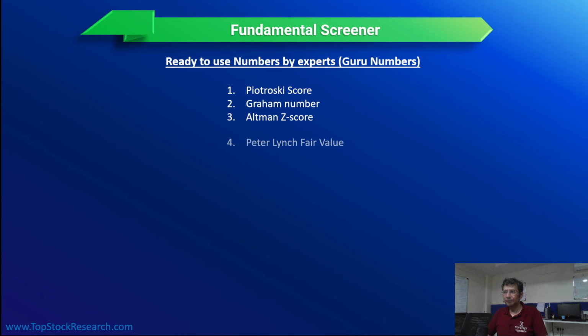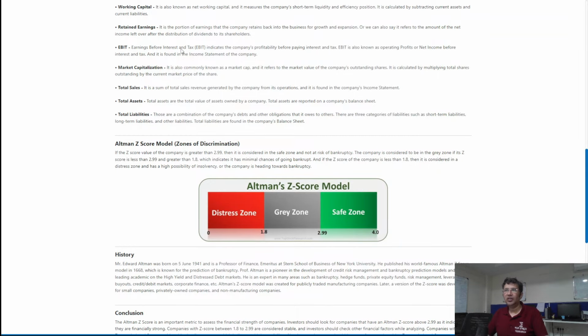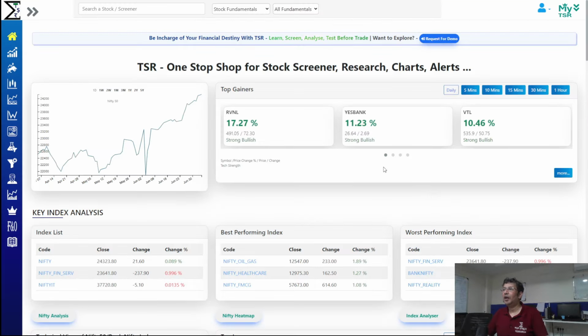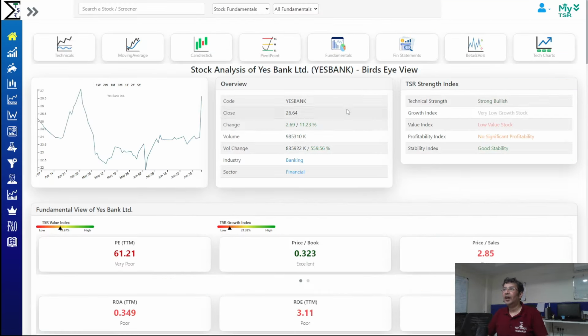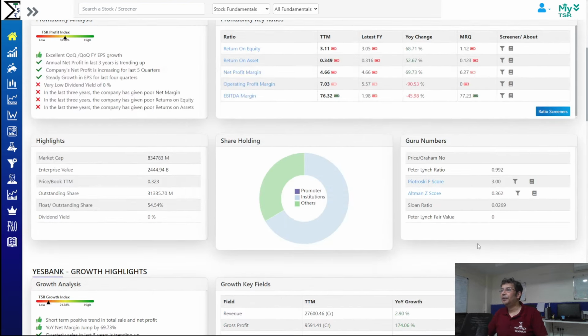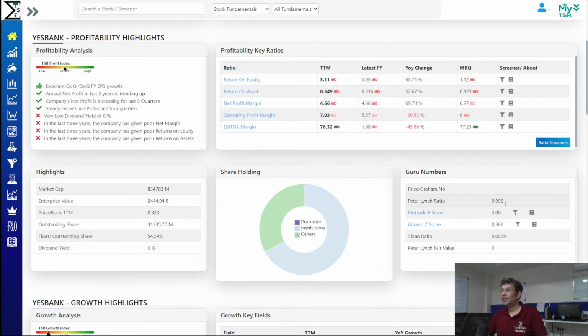Then we have the Peter Lynch fair value, which tells you what the fair value is. Let's say we go back to a stock. Again, we randomly pick a stock. Let's say Yes Bank. Yes Bank fundamentals. The Peter Lynch fair value is missing out here, but the price versus fair value is 0.992, which is generally considered to be good to invest, right?